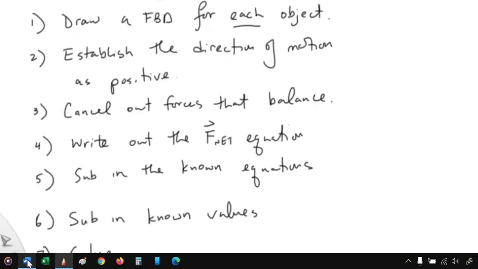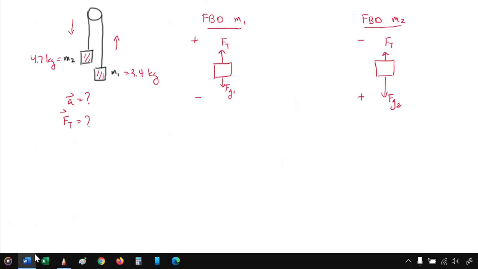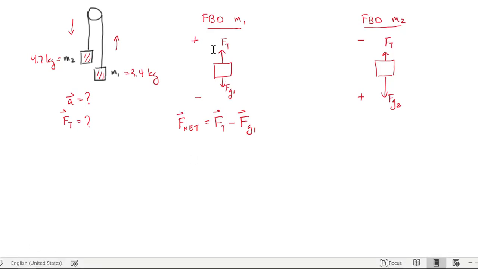Step 4 says write out the F-net equation. And you're going to have to write out an F-net equation for each object. So every object that you have a free body diagram for, you have to have an F-net equation for it. That means I have 2 objects, 2 F-net equations. So for this side, F-net is equal to Ft minus Fg1. And that's because this is positive. The Ft for the first mass, the Ft is positive, and the Fg is negative.